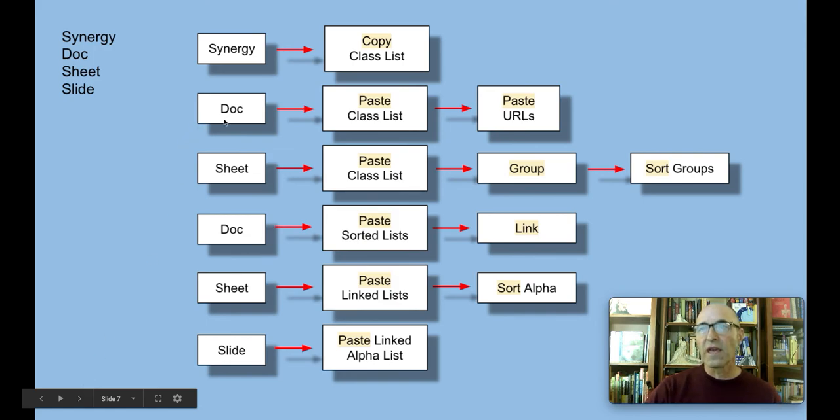So this flow chart is, again, Synergy class list, paste it into your document along with your URLs. Create a sheet where you paste that class list so that you can group them and then sort those groups. You bring those sorted groups back into the doc so you can assign links. You take that set of linked students, you paste it back into the sheet so that you can resort it to alpha, and then you paste that into your Google slide and publish that online.